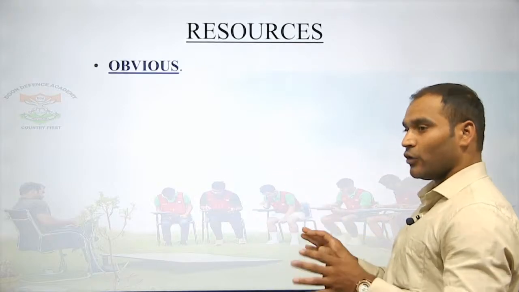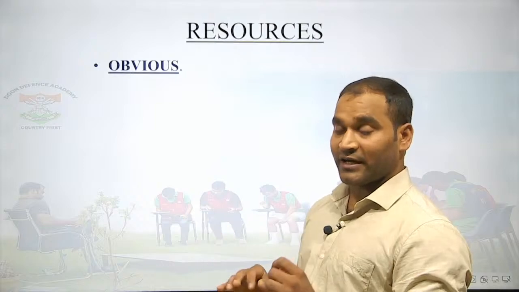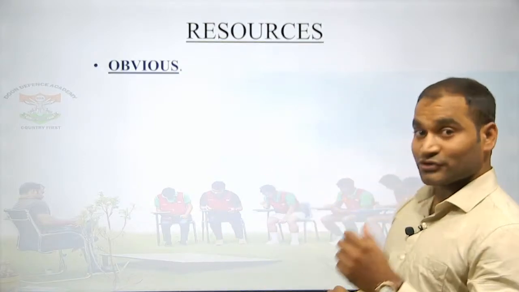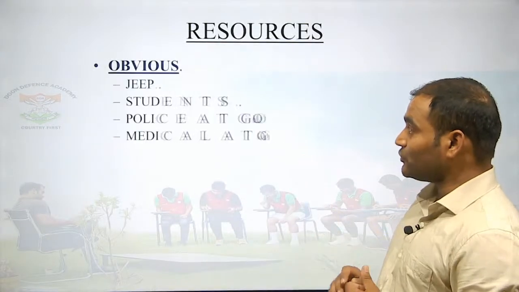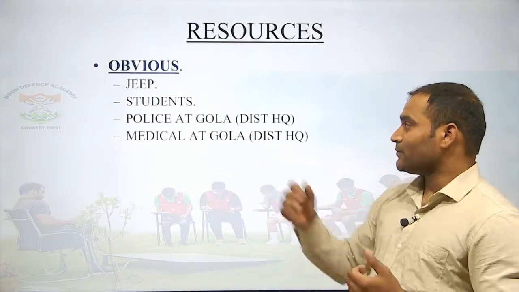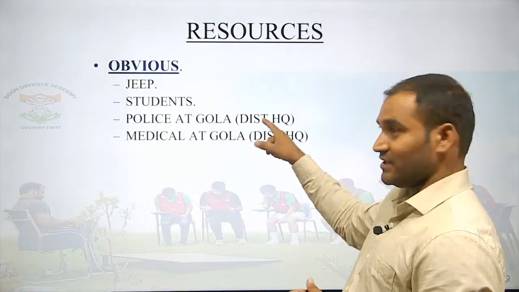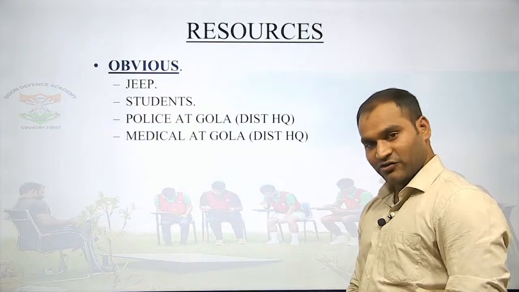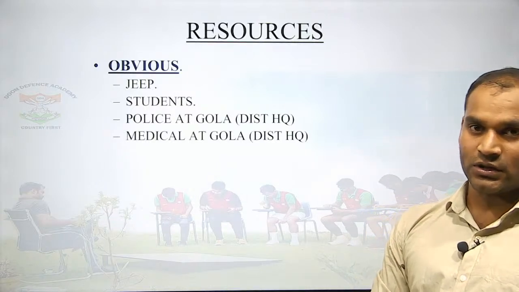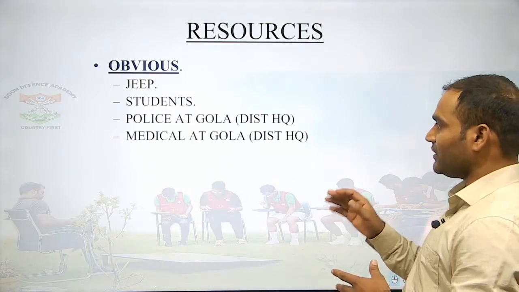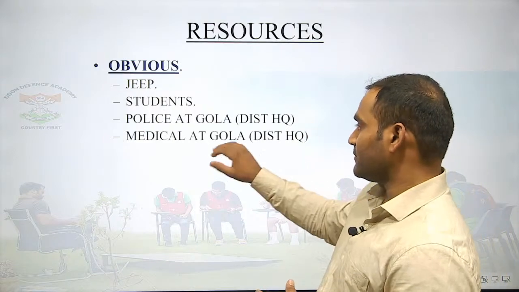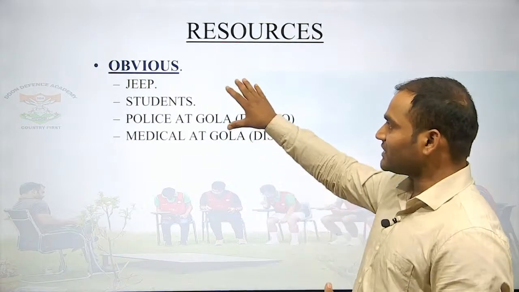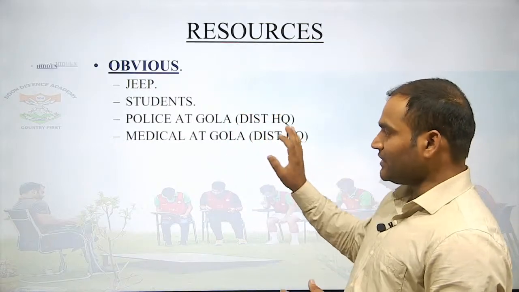Some resources are obviously given directly, like there were 10 men, as you remember, and after that there was also a jeep. You know the police at Gola, because it is a district headquarters, obviously you cannot assume otherwise. Have you ever assumed there is a district headquarters and no police headquarters? No, of course not. I will say you lack knowledge. Similarly for medical, there will be a proper hospital at Gola. So these are obviously given, but something is not given.